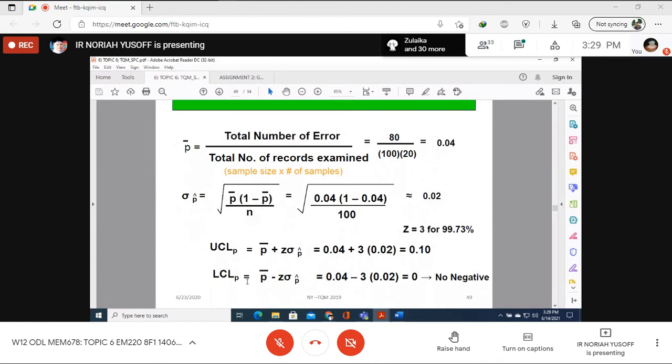Whereas for the lower control limit, you will get a negative value. Since you get a negative value, you just take 0 as your reference. They just put zero.